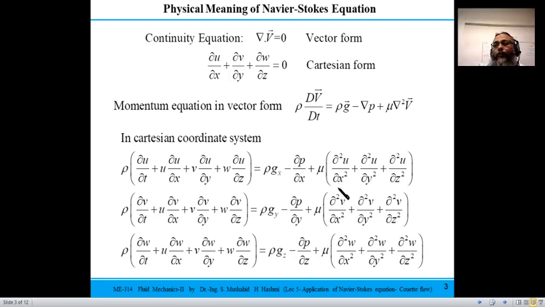And the reason for deriving such equations is to understand the physical meaning. That is the most important thing. Otherwise, these equations would be just mathematical representations, and you won't be able to appreciate how such equations are useful.